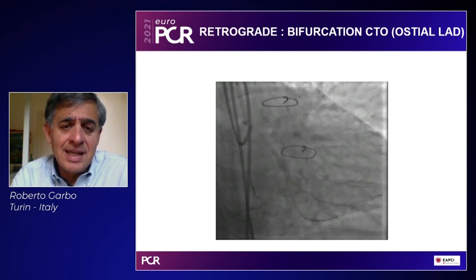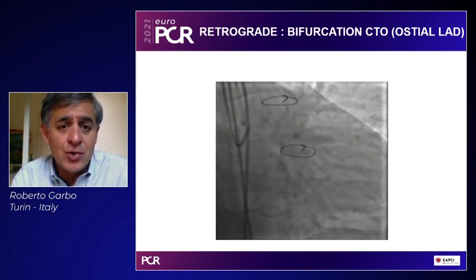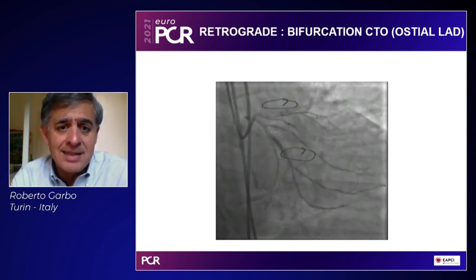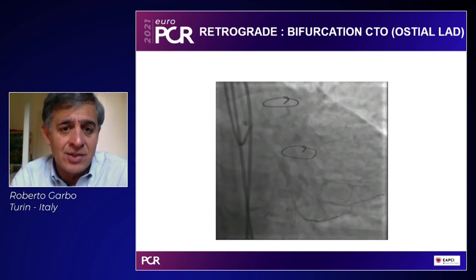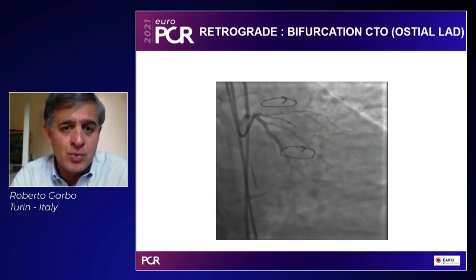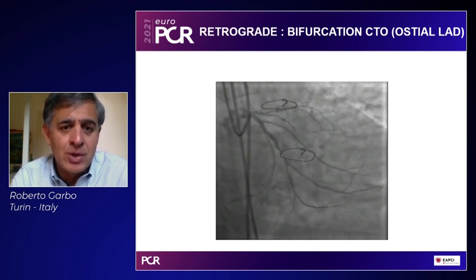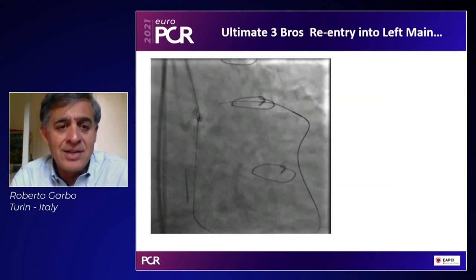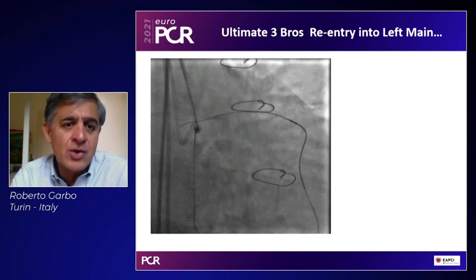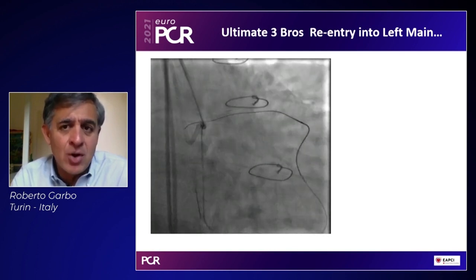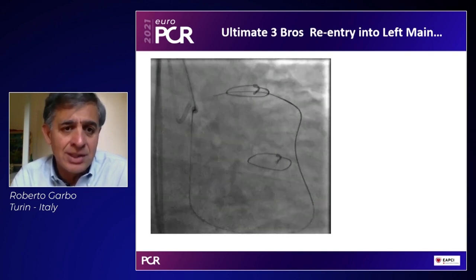This is another interesting case, where we have to face a bifurcation CTO, mainly of the ostial LAD. We need to keep in mind that we have to save the side branch, which in this case is the circumflex, the most important side branch we have. And in this case, it is important to know how sometimes you can make a very dangerous mistake. This was a case from many years ago. I crossed easily with Ultimate Bros. I was able to re-enter into the left main and the aorta.